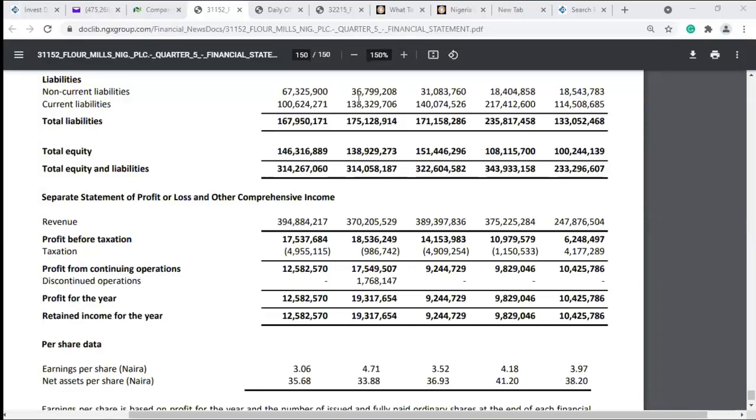Okay. Ambrose, please, can you tell us a little about UBA and Fidelity Bank? Is it good to go bullish there now? Yes, UBA and Fidelity Bank.